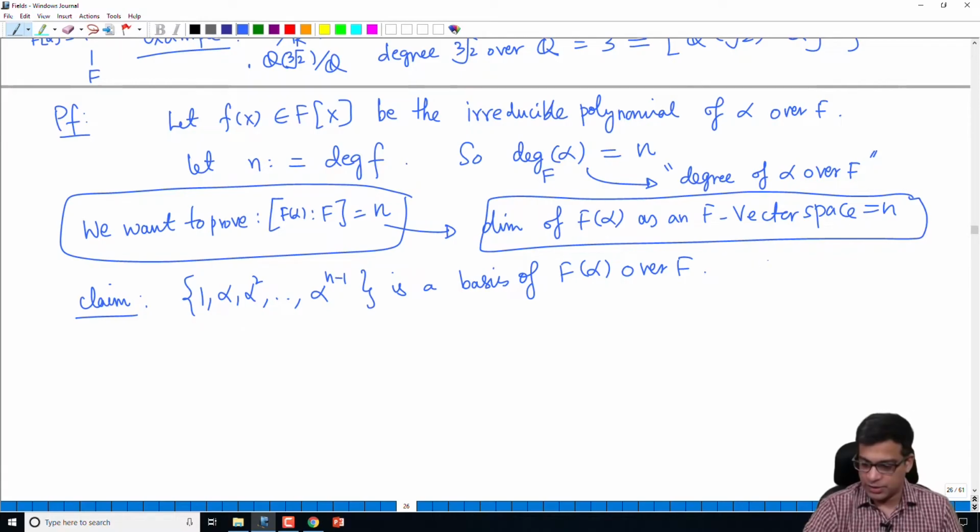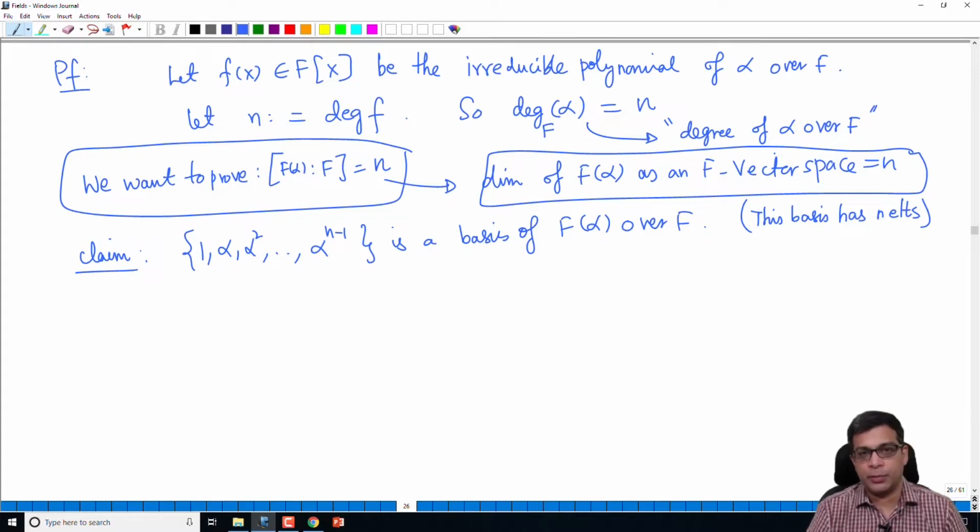If I show this, it will follow that F(alpha) has dimension n, because this basis has n elements. Remember, the definition of dimension is the cardinality of any basis. And if I exhibit a particular basis and show that it has n elements, it is enough, because any two bases have the same number of elements. So that's all we need to show, that this is a basis. There are two things to prove when we are trying to prove something is a basis. First is that it spans.